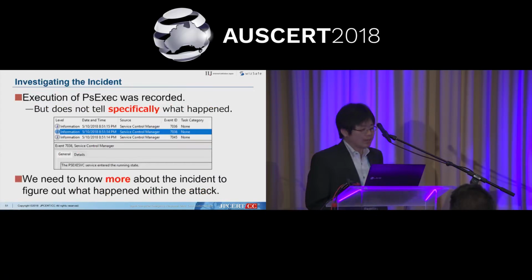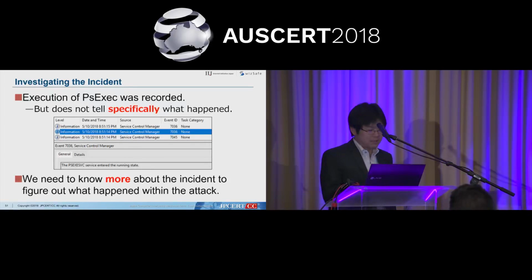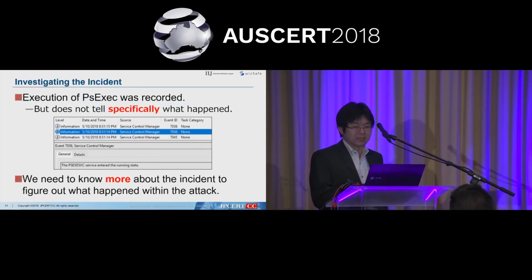This is an example showing PSExec being executed on the target host. It says the PSEXESVC service enters the running state. Okay. We can see that PSExec was executed, but we aren't sure specifically what happened. So we need to know more about the incident to figure out what happened within the attack. So where do we start?